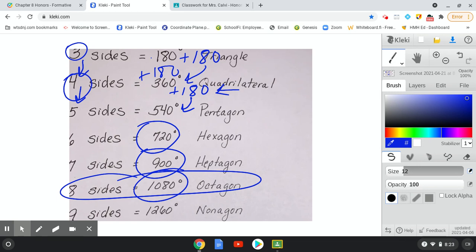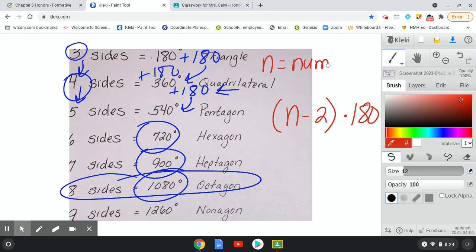Now there's a formula for this. The formula to figure out the total interior angle measurement of a polygon is (n minus 2) times 180, where n represents the number of sides.